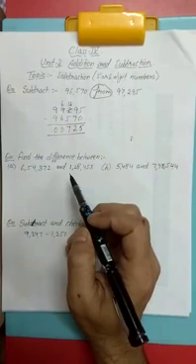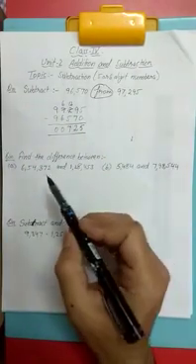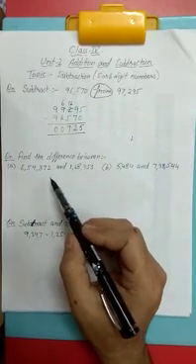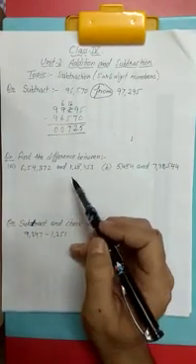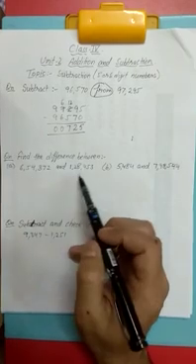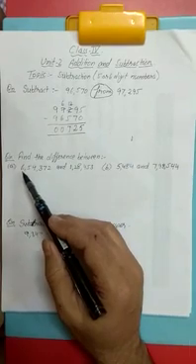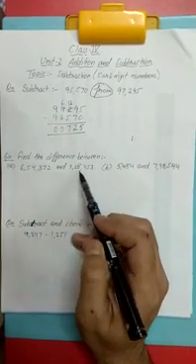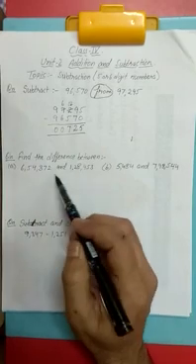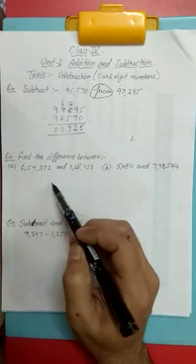Find the difference between. In this type of question, what we have to see is which number is greater. That we have to write on top. First of all, compare the numbers. Which one is greater? Here, 6,54,372, and the other number is 1,28,453. So which one is greater? The first number is greater. So we have to write this number on top.